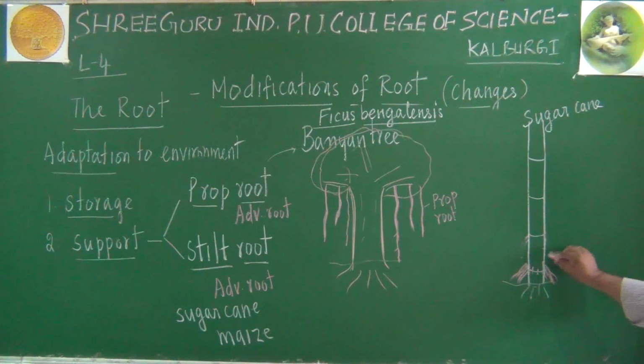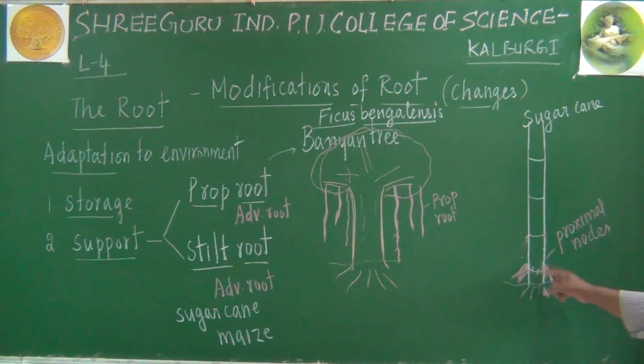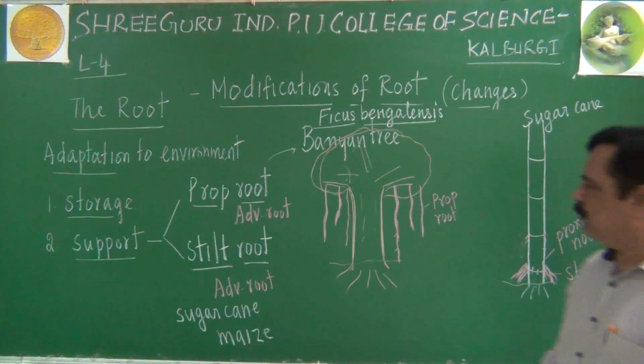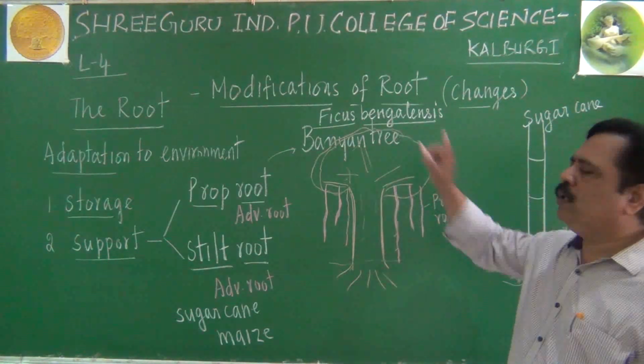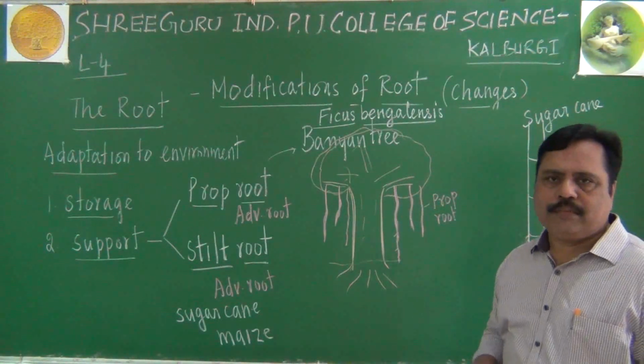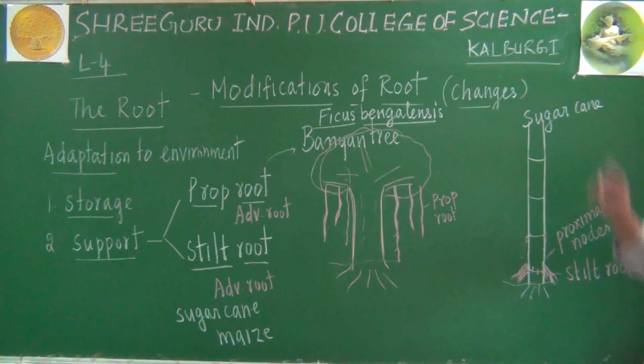Especially in which node means, these are called proximal nodes. The nodes which are nearer to the soil are called proximal nodes. From there only we will come across stilt root. Remember, these are called stilt root. Dear students, prop roots are found in Ficus bengalensis. Stilt roots are found in sugarcane.